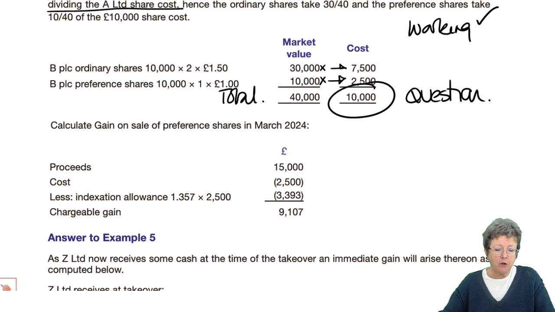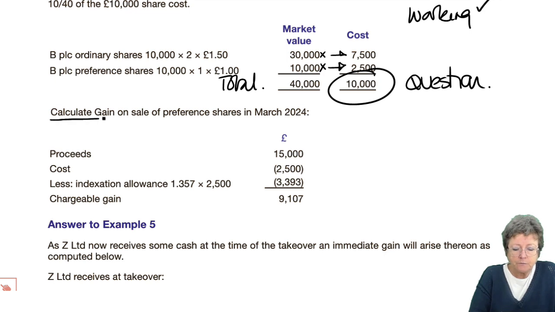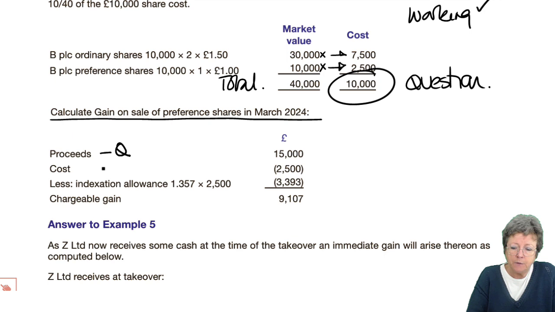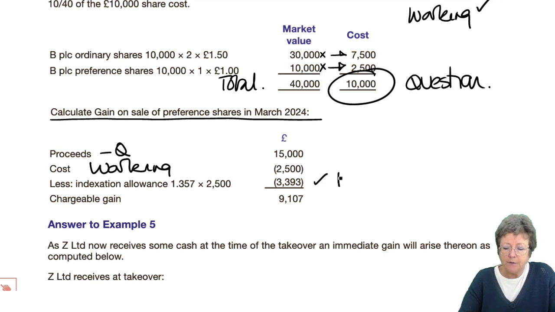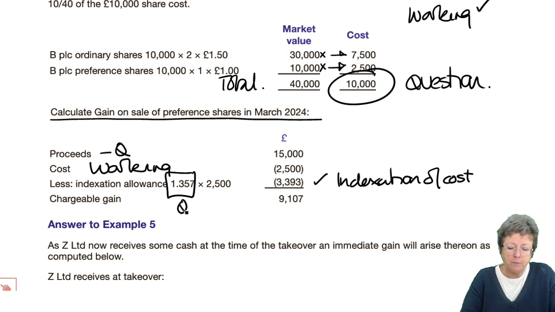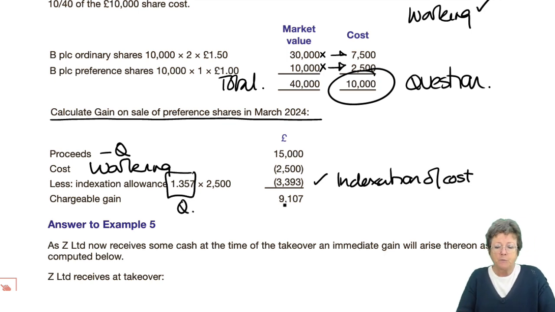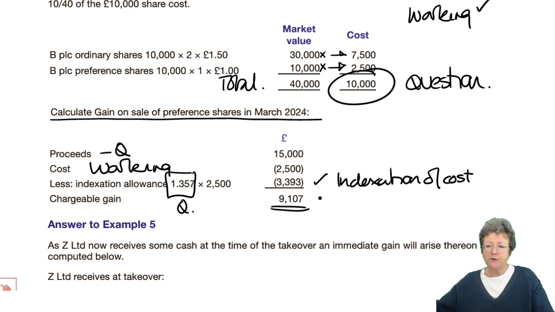So the gain on the sale of the shares, proceeds, that came from the question, the cost, that came from your working, and then we've got this additional thing here, the indexation of the cost, that factor has come from the question, giving us a gain of £9,107.